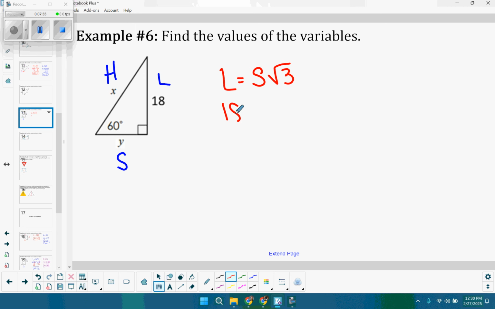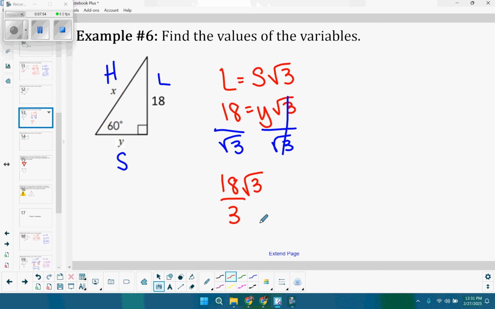So 18 will go in for L, Y will go in for S, and we're dividing by root 3 to solve because we want to get Y alone. They get to cancel on this side, not so much on this side. So remember our trick. We're going to take 18 divided by a 3 and then move the square root of 3 to the top. So 18 over 3 does reduce to become 6. So we can say that Y is equal to 6 root 3.